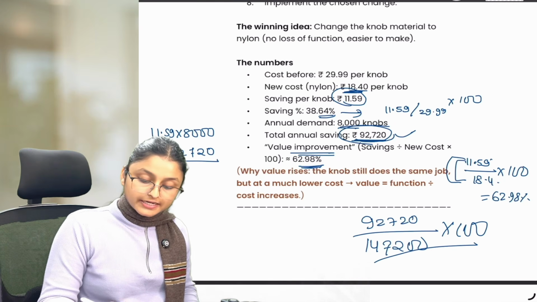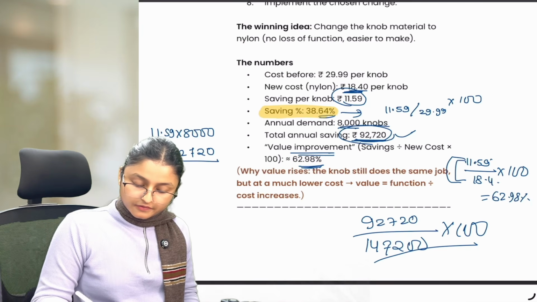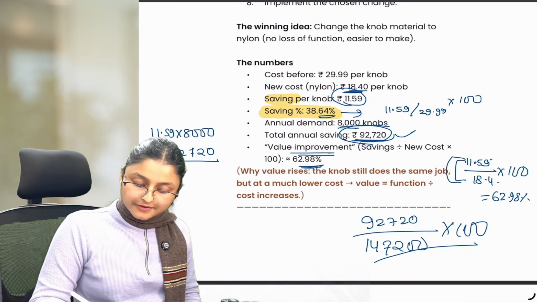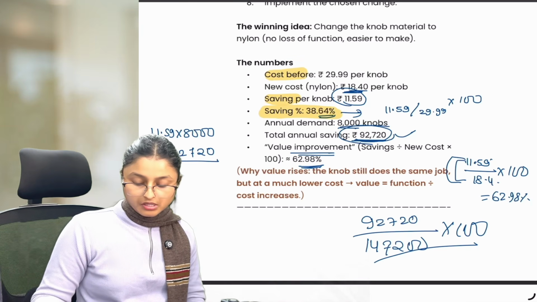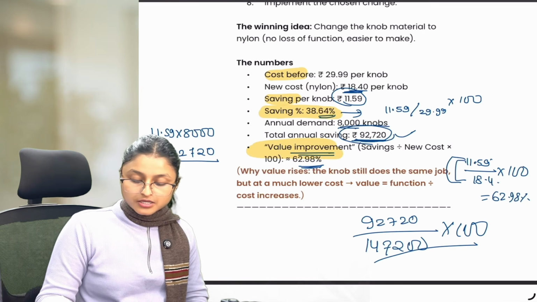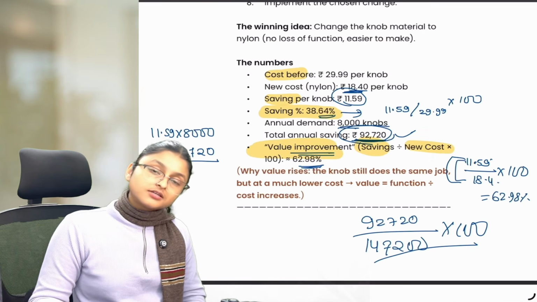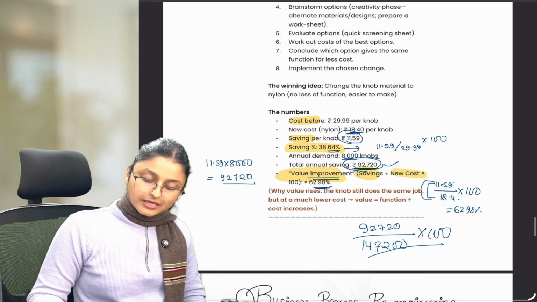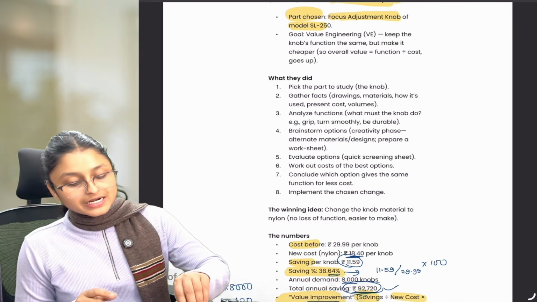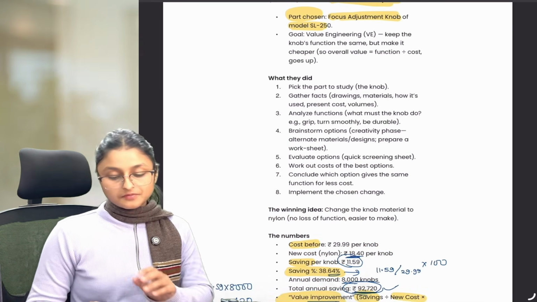So for calculating savings, we have used saving divided by cost before. For calculating value improvement, you will do saving divided by new cost. Done. With this, we have completed our value engineering part as well.